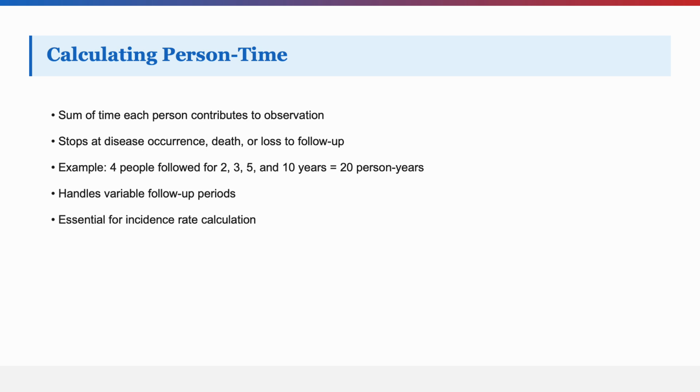If persons A and D had heart attacks, that's 2 cases in 20 person years, or 100 per 1,000 person years. This approach fairly handles the reality that people enter studies at different times, stay for different durations, and have different outcomes. It's more flexible than cumulative incidence, which requires everyone to be followed for the same period. You'll encounter person time in research literature constantly. Understanding the calculation helps you interpret results correctly.